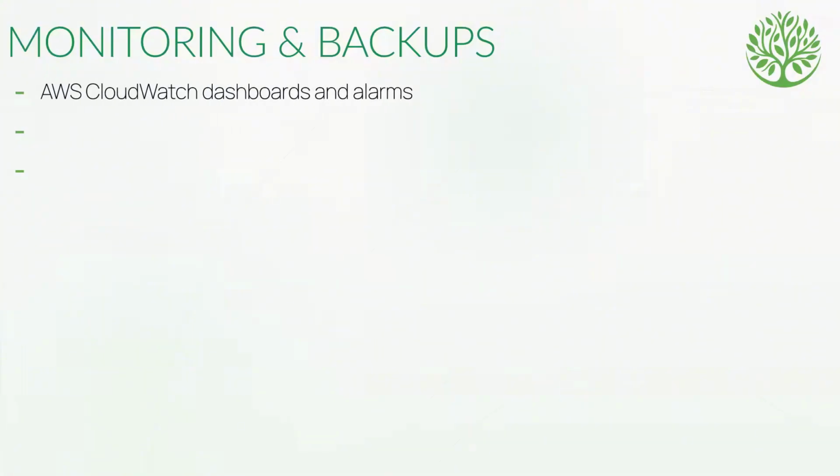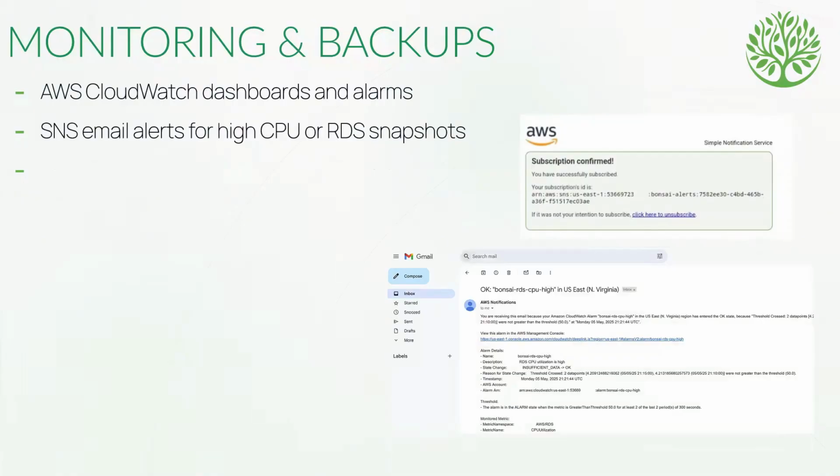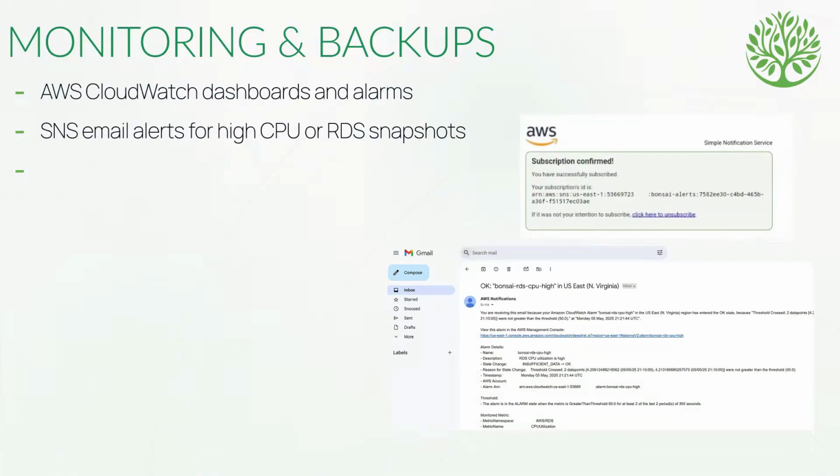To keep our app reliable, we added monitoring and automated backups. We use AWS CloudWatch to track key metrics like CPU usage and set up alarms to alert us if something spiked. When those alarms were triggered, AWS SNS would send us real-time email alerts.